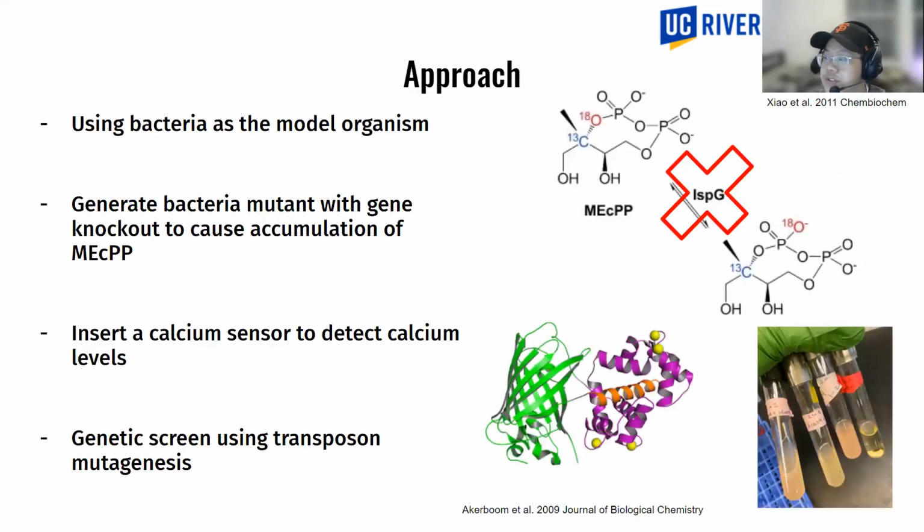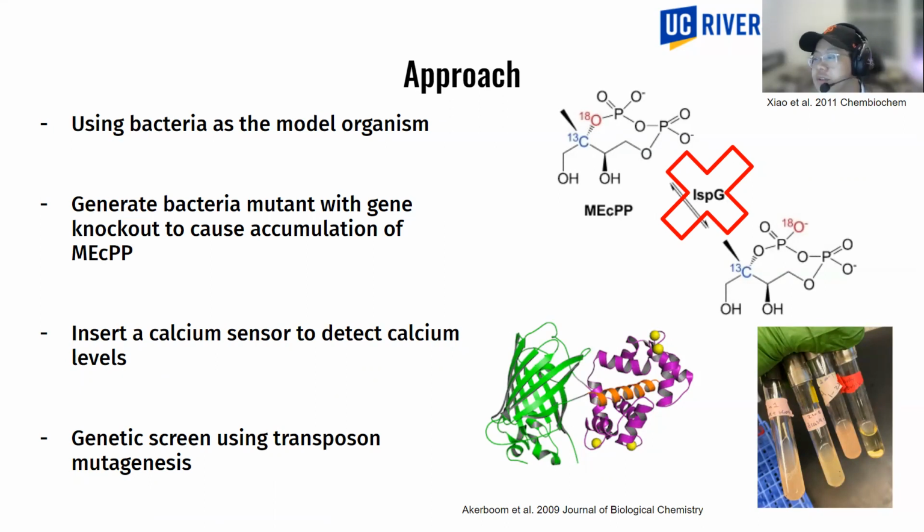Since the MEP pathway is conserved between bacteria and plants, we first asked if the accumulation of MEcPP leading to calcium influx also occurs in bacteria, and if it does, participates in the signaling mechanism. To accomplish this, we're in the process of generating a bacterial mutant that has a gene knocked out, causing the accumulation of MEcPP alongside a calcium sensor. The calcium sensor, shown in the bottom of this slide, works when calcium binds to it, it glows or fluoresces, allowing us to detect the level of calcium in this bacteria as a result of the accumulation of MEcPP. For our project, when calcium is present, it causes the bacteria to appear pinkish, as seen in the test tubes.